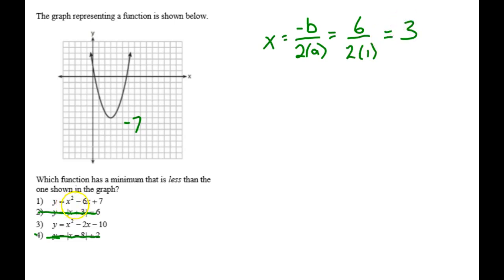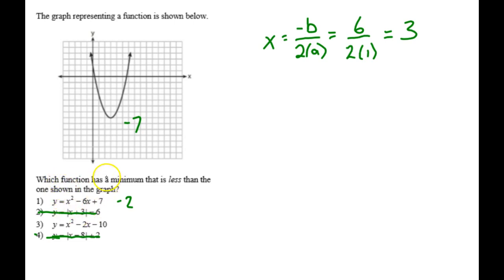Now if we plug 3 in for x, we can find the minimum value. 3 squared is 9. Negative 6 times 3 is negative 18. So you have 9 minus 18, which is negative 9. Negative 9 plus 7 is negative 2. That would be the minimum value. And I know the vertex is going to be the minimum value for this parabola because the a value is positive.